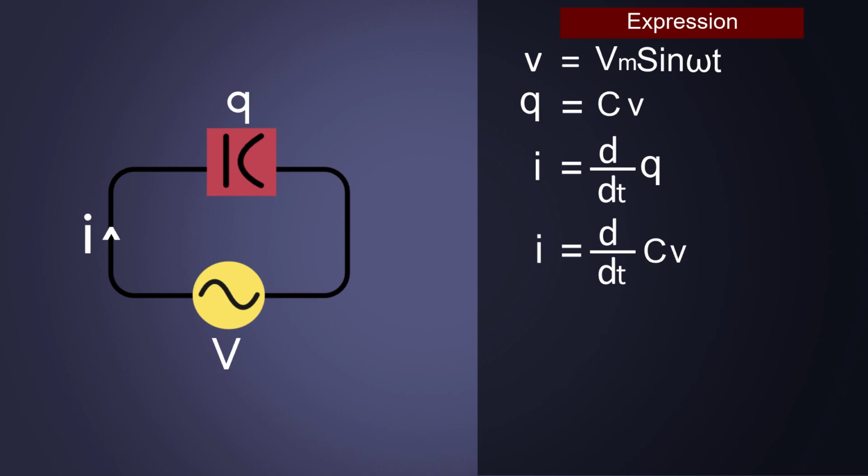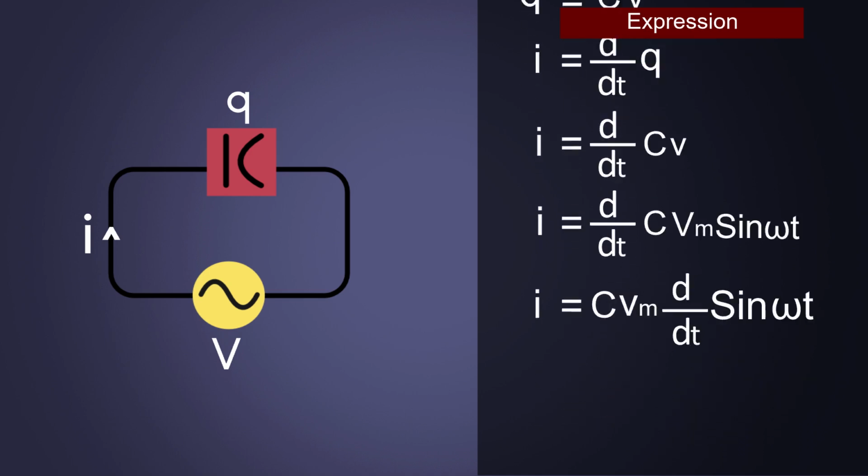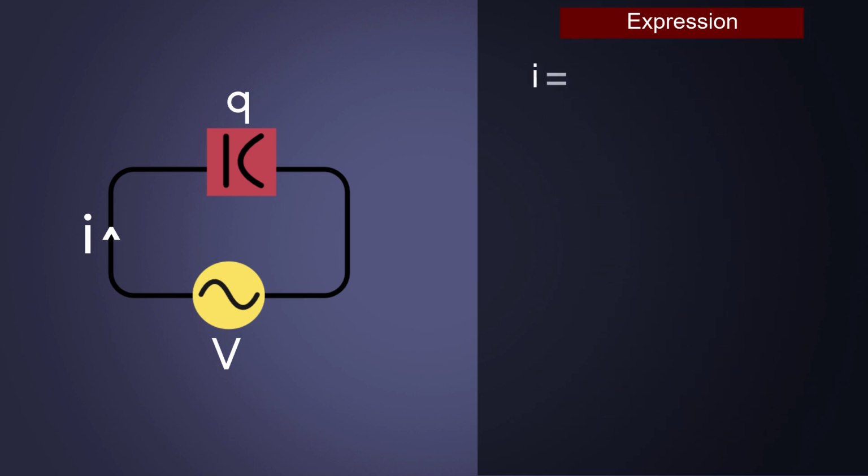On differentiating and simplifying, we have I equals d by dt of C Vm sin omega t. We have substituted the value of V here. C and Vm stay out of differentiation as they are constant. So, we have C Vm d by dt of sin omega t. On differentiation, we have I equals omega C Vm cos omega t. Differential of sin omega t is cos omega t.